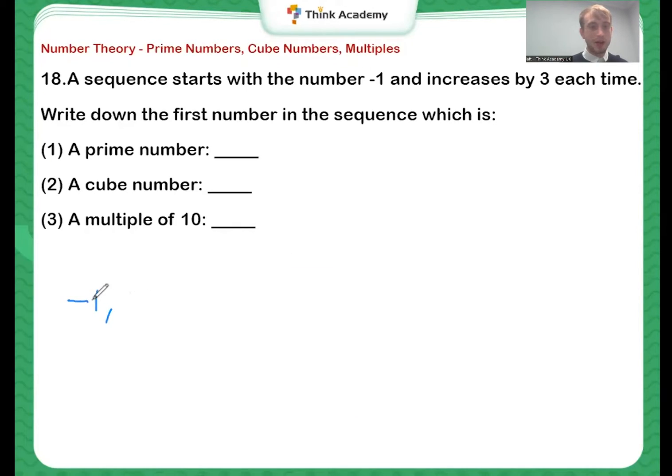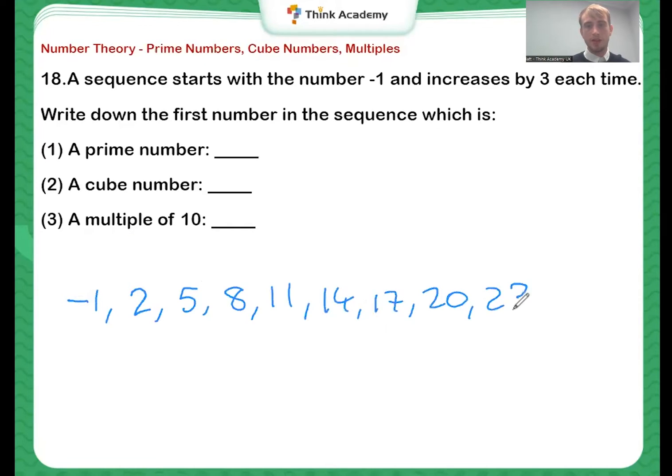Starting at -1, increasing by 3: you need 1 to get to 0 and 2 more to get to 3. So you get -1, 2. Adding 3, you get 5. Adding 3, you get 8, and so on. 11. I'll just write a few more out. And then you've got the sequence.